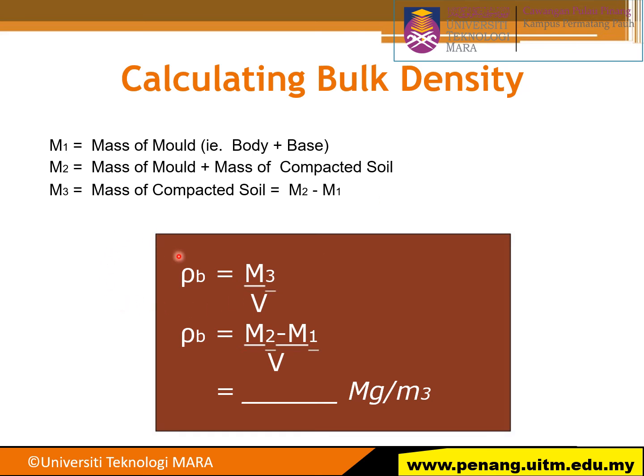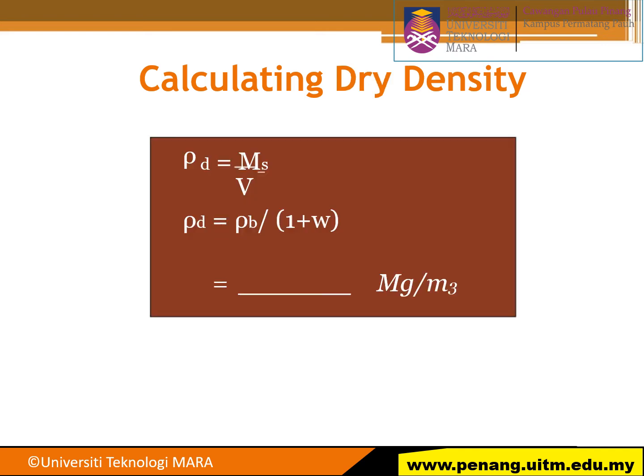So we have to determine the value of bulk density. Rho bulk is equal to mass of soil over volume of mold. You will get the value of rho bulk in Mg per meter cube or gram per centimeter cube. And now we have to calculate dry density. To calculate the dry density, rho dry is equal to rho bulk over 1 plus w in percentage. Remember, w in percentage: for example, if your w is 20%, you have to put it here as 0.2.